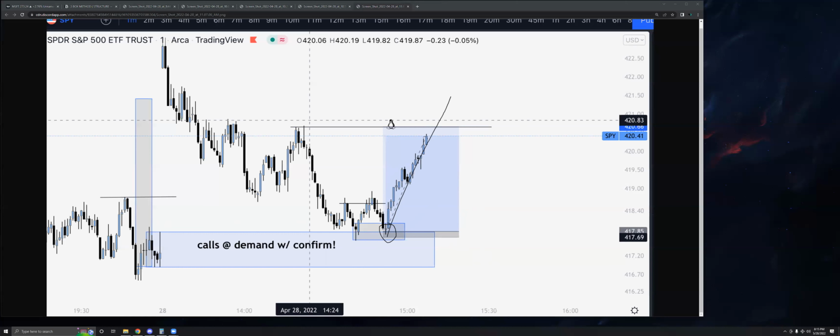Write that out. And then buy puts at a supply zone, take it to a demand zone. There you go. Write that as a note.